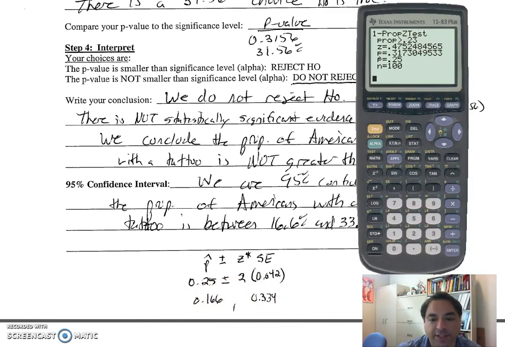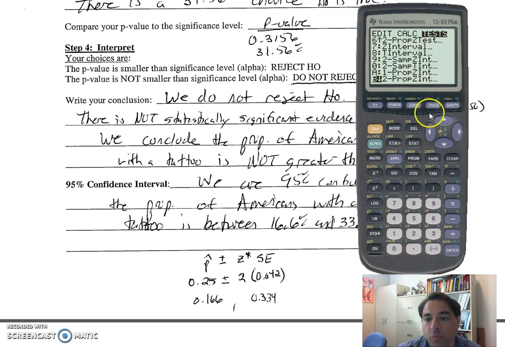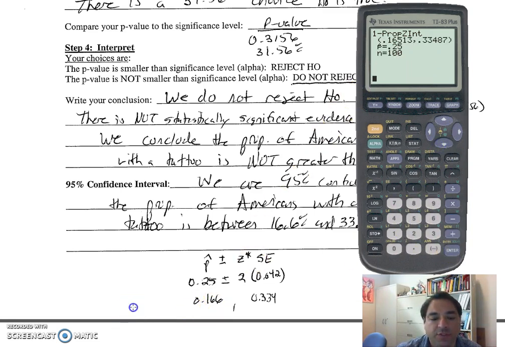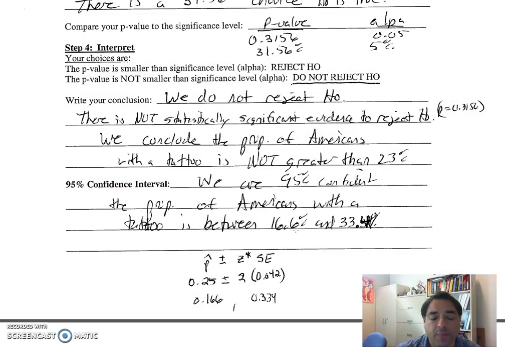Now again, we can check on the calculator. If we go to stat, test, we did one proportion z-test number 5. Now we're going to go to one proportion z-interval, letter A. Again, the calculator wants the fraction, 25 out of 100. Confidence interval, 0.95. Go to calculate, and the numbers are very, very close. So our sentence is, we are 95% confident the proportion of Americans with a tattoo is between 16.6% and 33.4%.